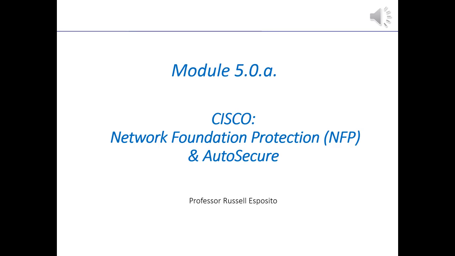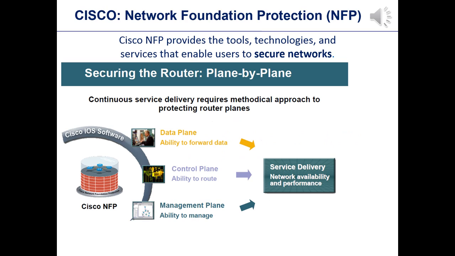In this module, let's look at Cisco. They have two built-in security products, one called Network Foundation Protection, NFP, and the other called AutoSecure. Cisco looks at three different planes in the network that transport data through the network: the data plane, the control plane, and the management plane.